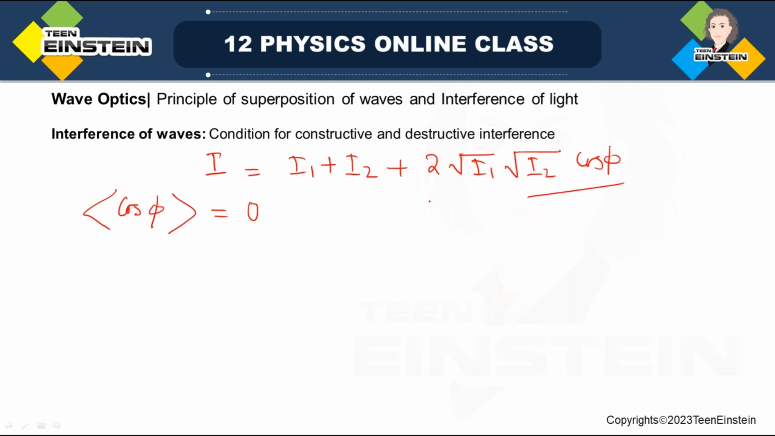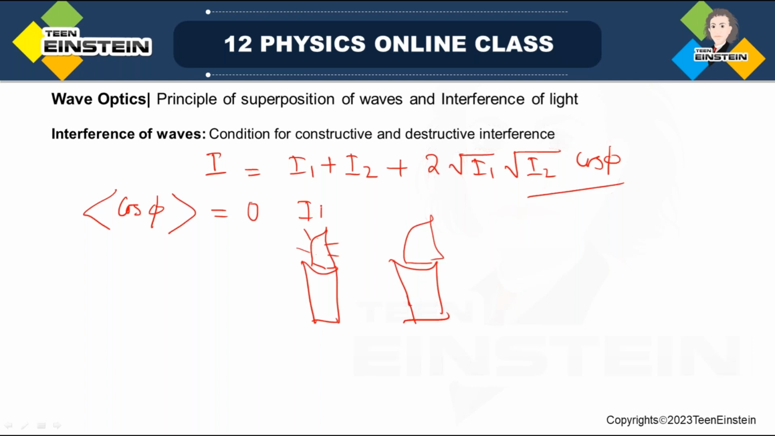0 means this interference term will not be there in the intensity. So then you know what happens. Suppose you have two separate candles kept side by side.